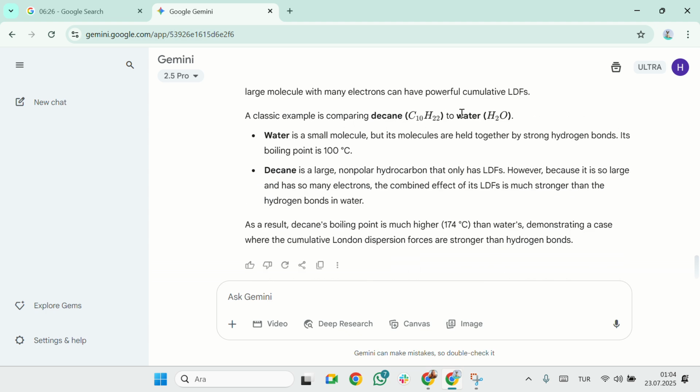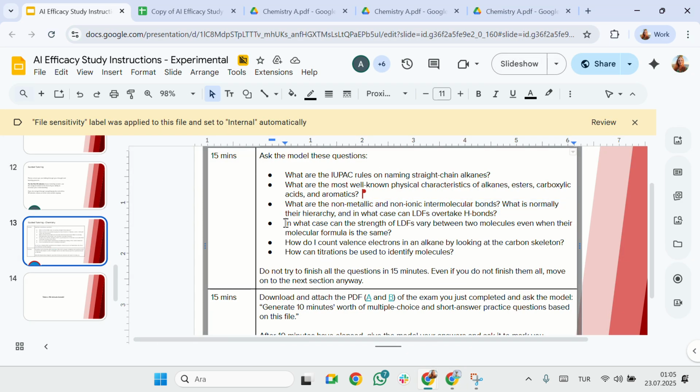Classic example, decane and water. Water is a small molecule, but its molecules are held together by strong hydrogen bonds. Its boiling point is 100 degrees. Decane is a large, non-polar hydrocarbon that only has LDFs. However, because it's so large and has so many electrons, the combined effect of LDFs is much stronger than the hydrogen bonds in water. As a result, its boiling point is 174 degrees. Okay, I got it.